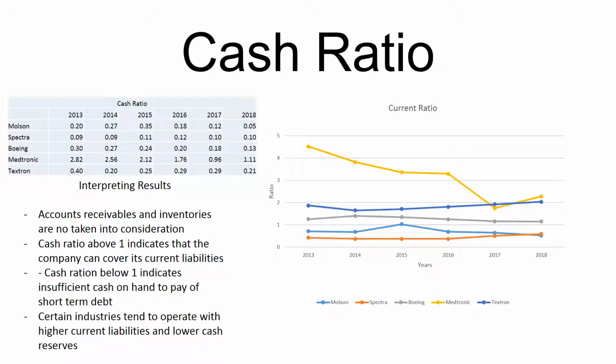If I had to pick the top two for the cash ratio, I would definitely choose Medtronic, as it's clear that it has a cash ratio above 1, and then it would be Textron, as it possesses the second highest cash ratio.